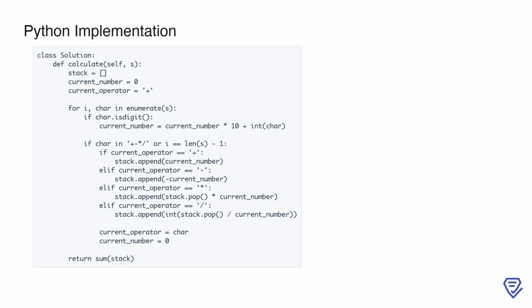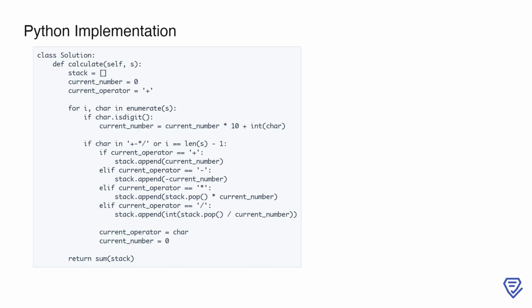3. Handling operators and end of string. When encountering an operator or reaching the end of the string, evaluate the previous operator, current_operator, using the current_number. For plus and dash, push current_number, or its negation for dash, onto the stack. For asterisk and forward slash, pop the last number from the stack, apply the operation with current_number, and push the result back onto the stack. Update current_operator to the current character and reset current_number to 0. 4. Final calculation. After processing all characters, the result is the sum of all numbers in the stack.